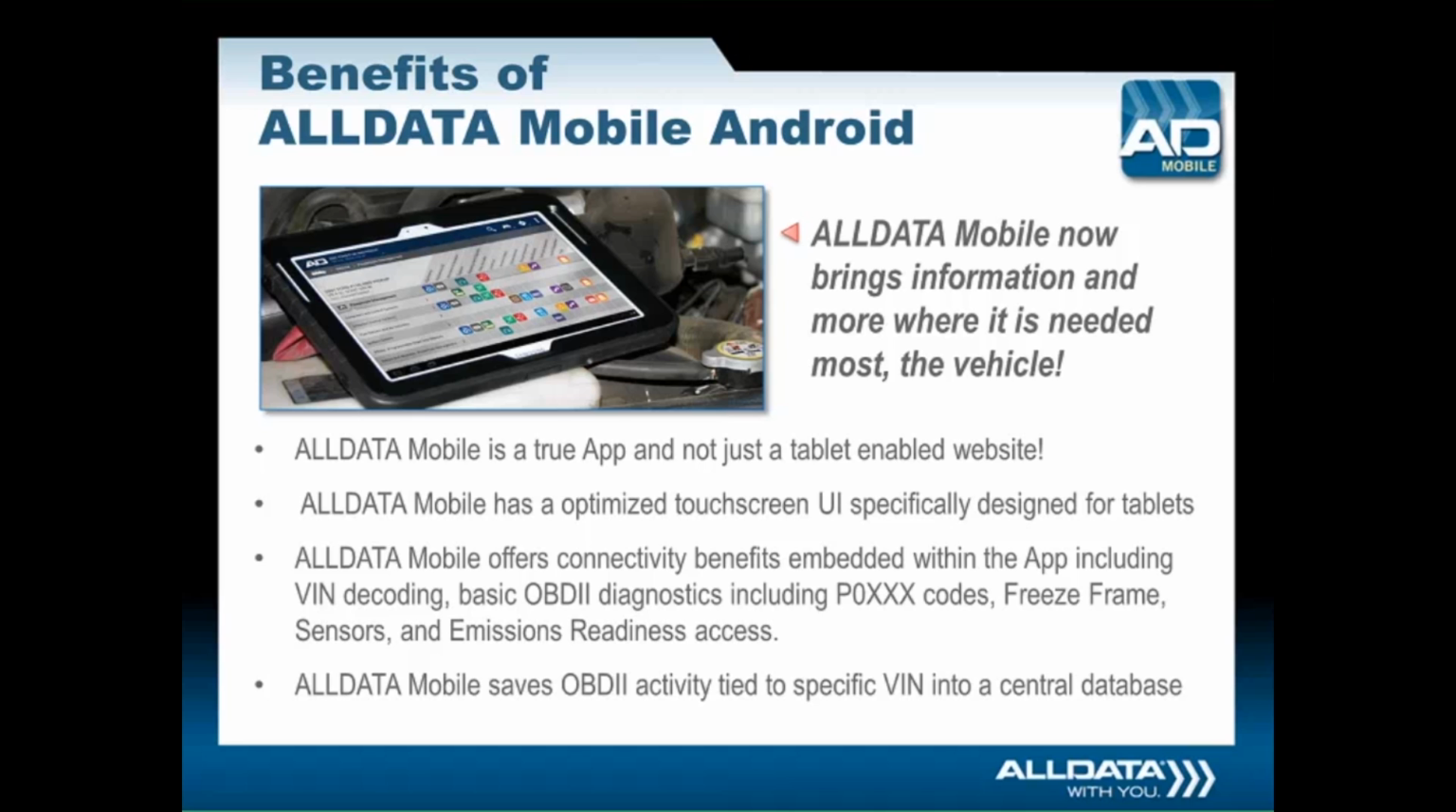Now, with all that information being captured from the vehicle through ALLDATA Mobile, we're saving all that OBDII activity into a centralized database tied to that specific VIN under your account. So you can connect to that car in the future, hit a history button, and pull whatever codes you pulled from that vehicle from its previous visit, all the way from yesterday to years back.